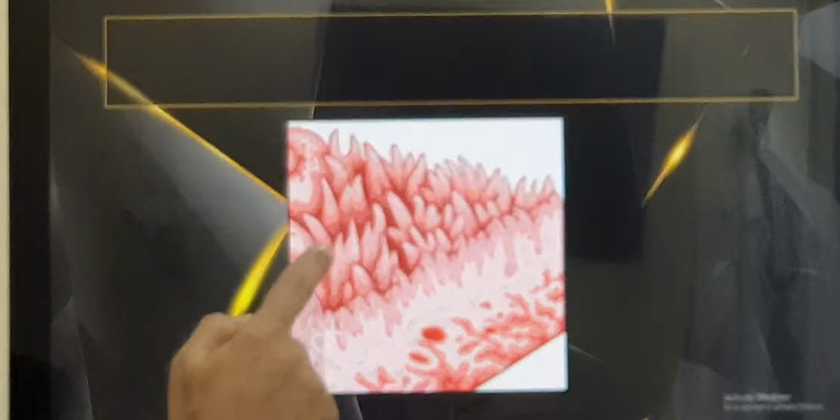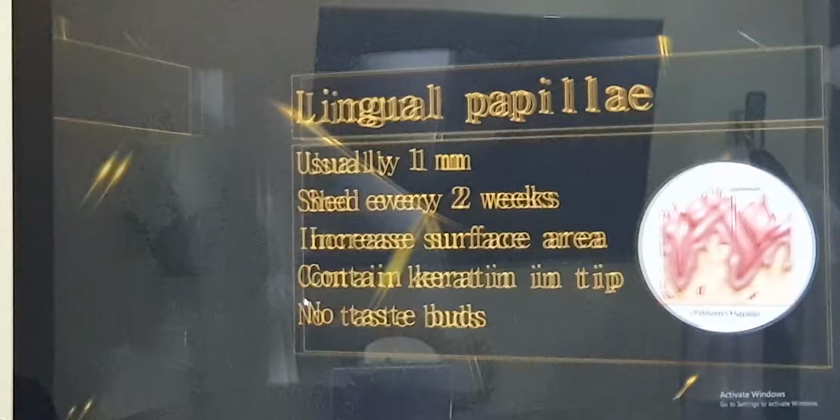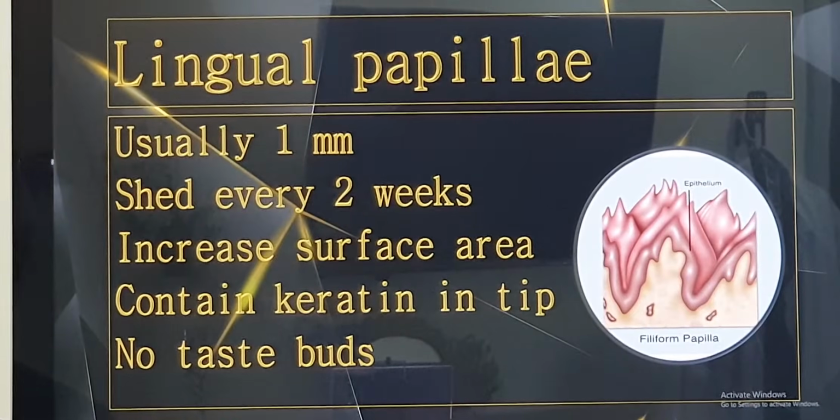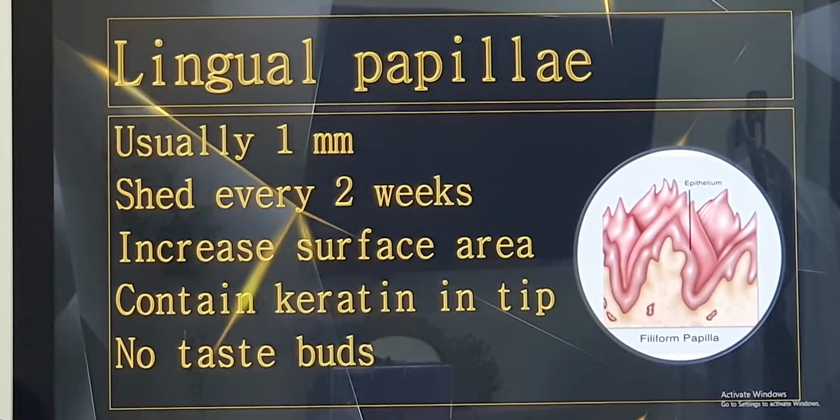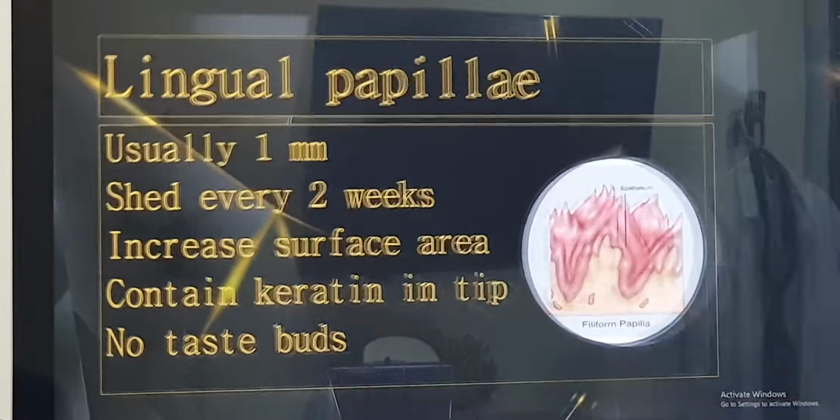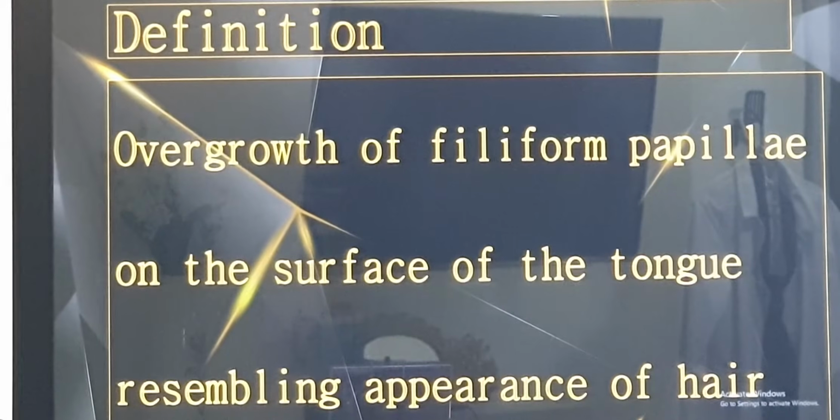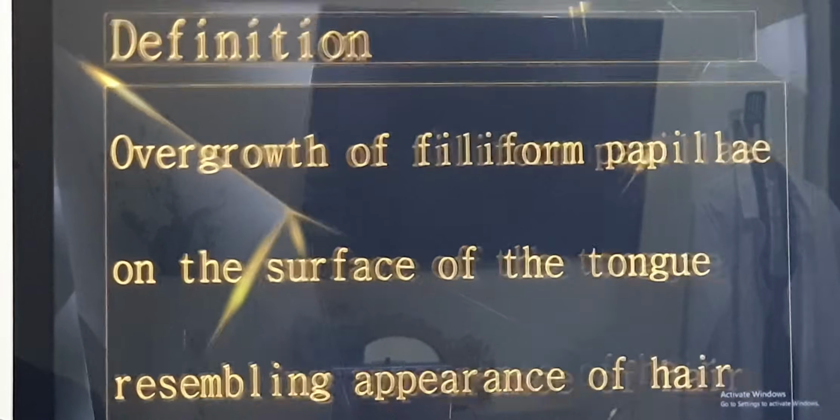This is how the filiform papillae look. They don't have any taste buds. Every 2 weeks, they are shed off and you get a new layer. The main function is to increase the surface area. When the filiform papillae increase in length beyond the normal 1 millimeter, this results in a condition called hairy tongue. So now you understand that hairy tongue is an overgrowth of filiform papillae on the surface of the tongue, and it gives the appearance of hair growth.